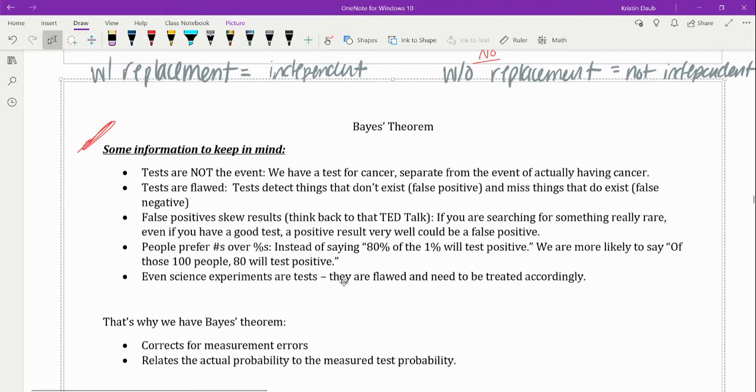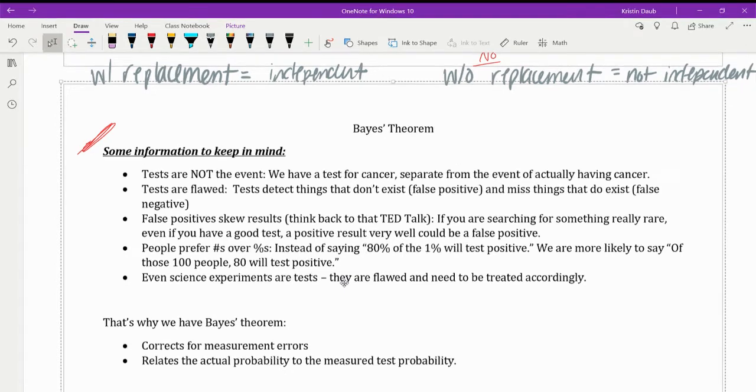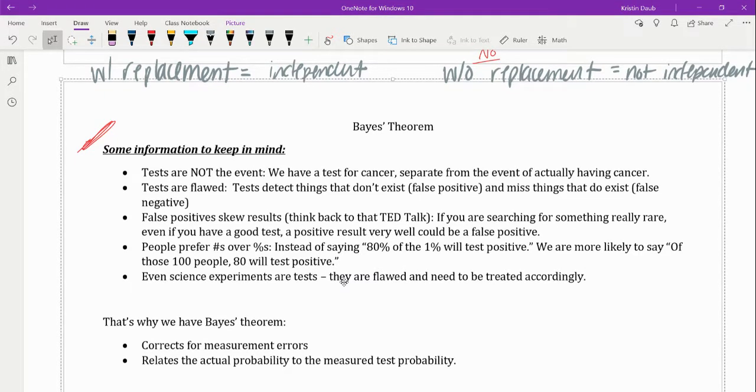Up there at the top. And what I'd ask you to do first is just to read the 5 bullet points that are up there at the top, just some things to keep in mind. And while you're reading through these, I do want you to think back to that TED Talk that we watched in class, specifically about the difference between false positives and even having a good test. There's still things that can be skewed.